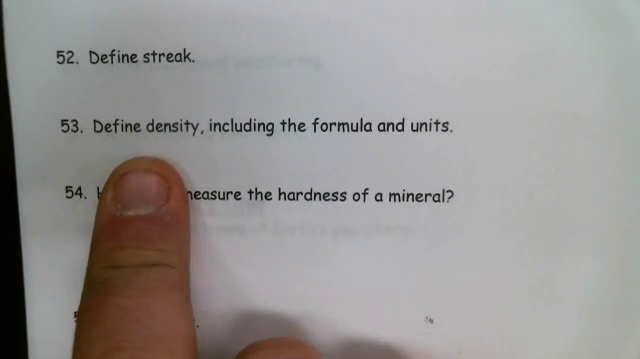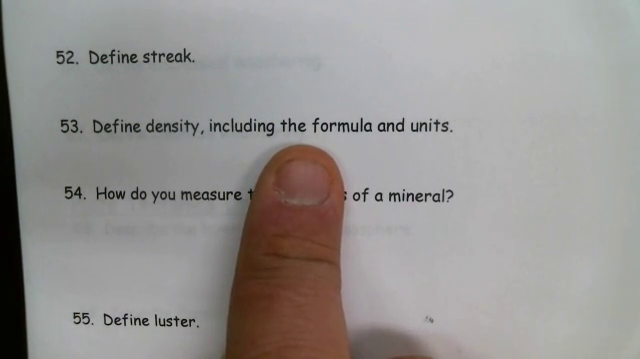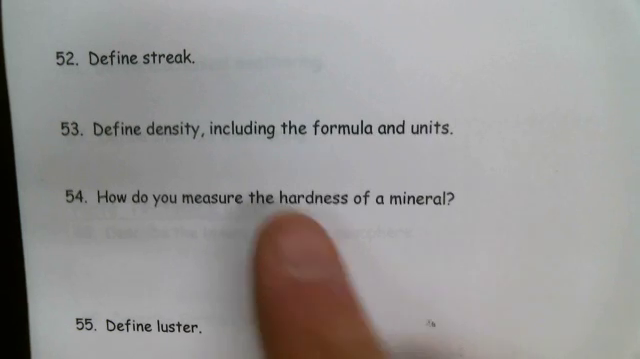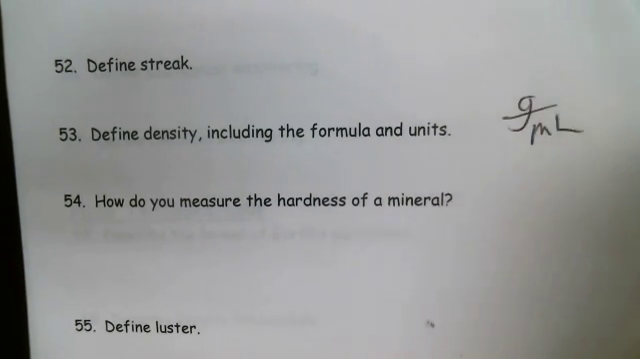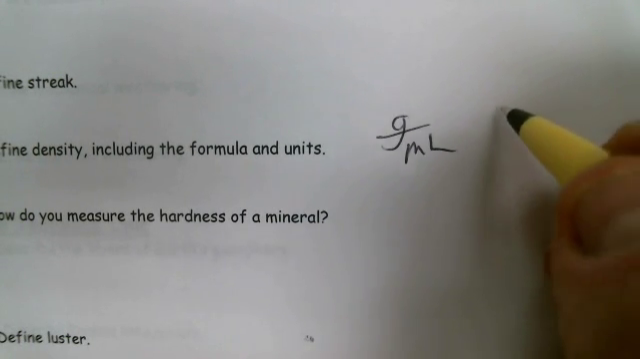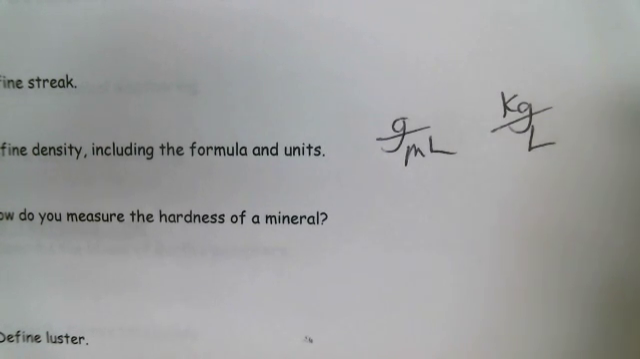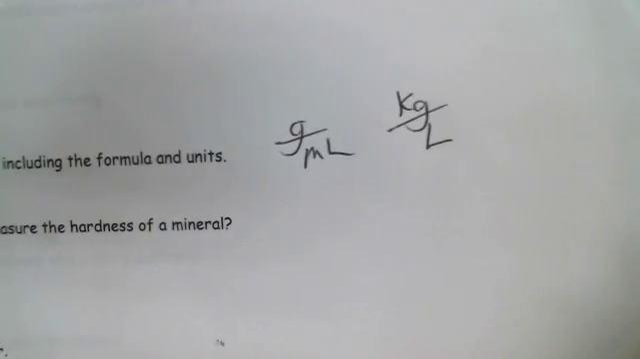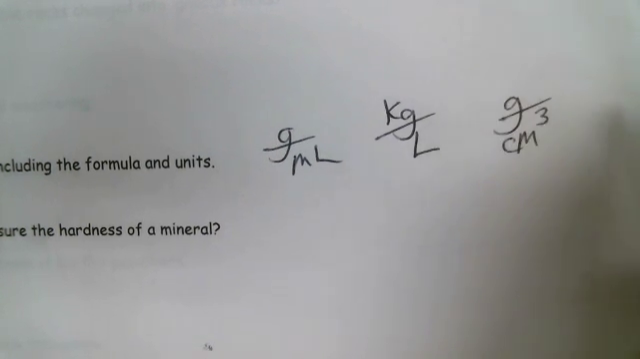Number 53, define density. Density is how close together the matter is. And the formula for that is mass divided by volume. So you're going to have units like grams per milliliter or kilogram per liter. You could have gram per cubic centimeter.